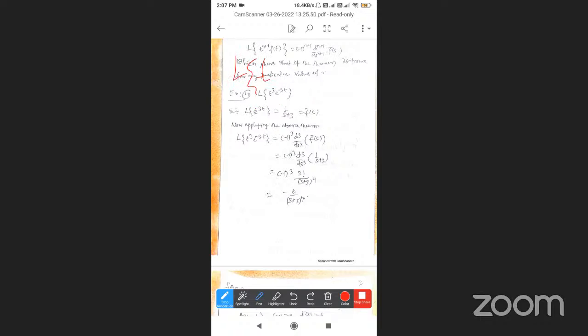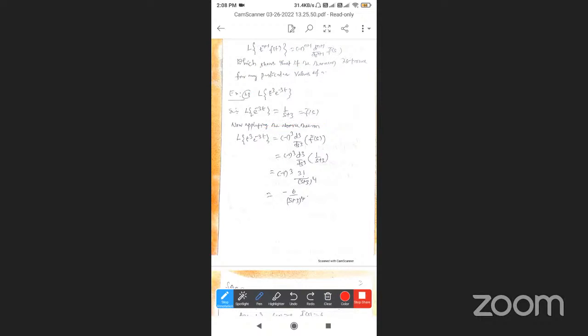Laplace transform of t cube into e power of minus 3t. We know that the Laplace transform of e power of minus at is 1 by s plus a. So 1 by s plus 3 is denoted by f bar of s, as already explained in the notes.